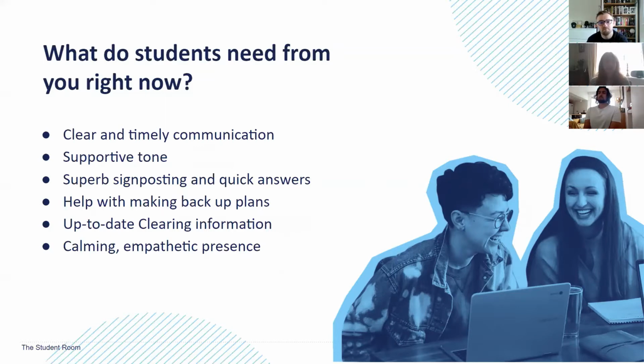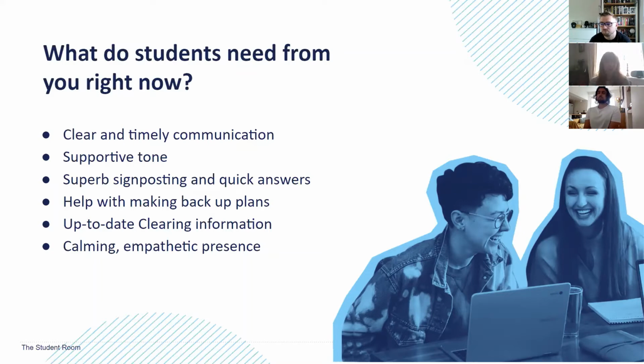We need to make sure that everything we do has a supportive tone. This is really key: empathy this year for what students have experienced and what they're going to go through, and the potential for a huge amount of disappointment this year from students, means that supportive tones in all communications will be key. Really good signposting and quick answers as much as possible, so students get the information they need as quickly as they can, will also be a really important part of communicating with students this year.